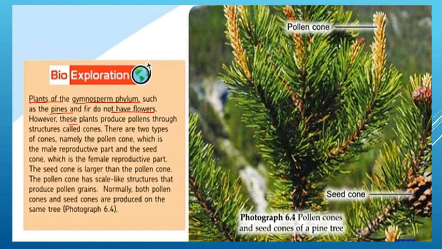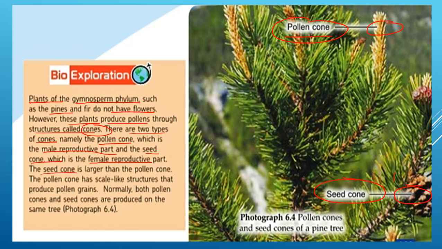Okay, these plants produce pollens through structures called cones. This one is cone, this one is cone. Okay, so there are 2 types of cones, yaitu pollen cone, this one pollen cone, which is the male reproductive part, and the seed cone, which is the female reproductive part. So seed cone di sini adalah female reproductive part, manakala pollen cone ini adalah untuk male reproductive part lah.